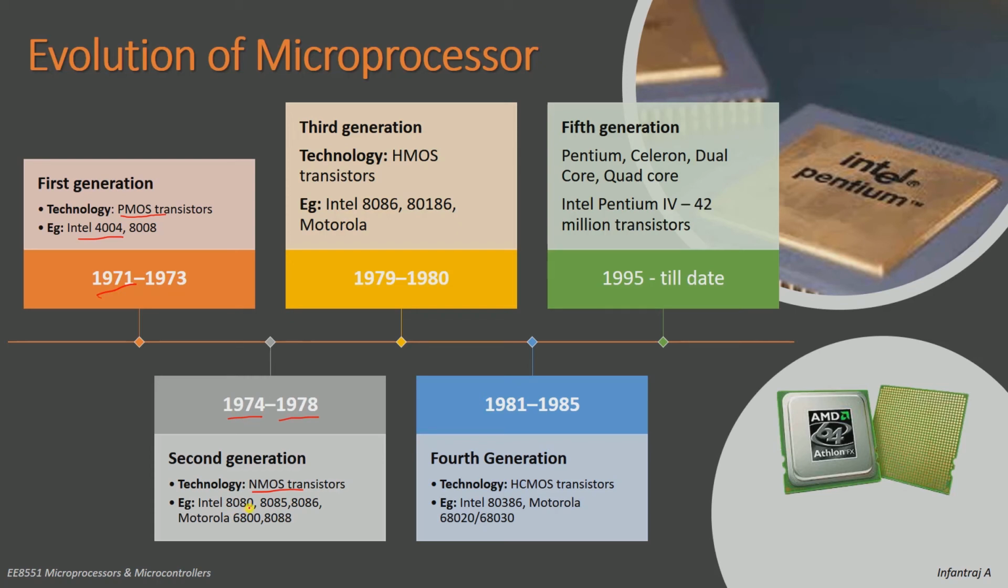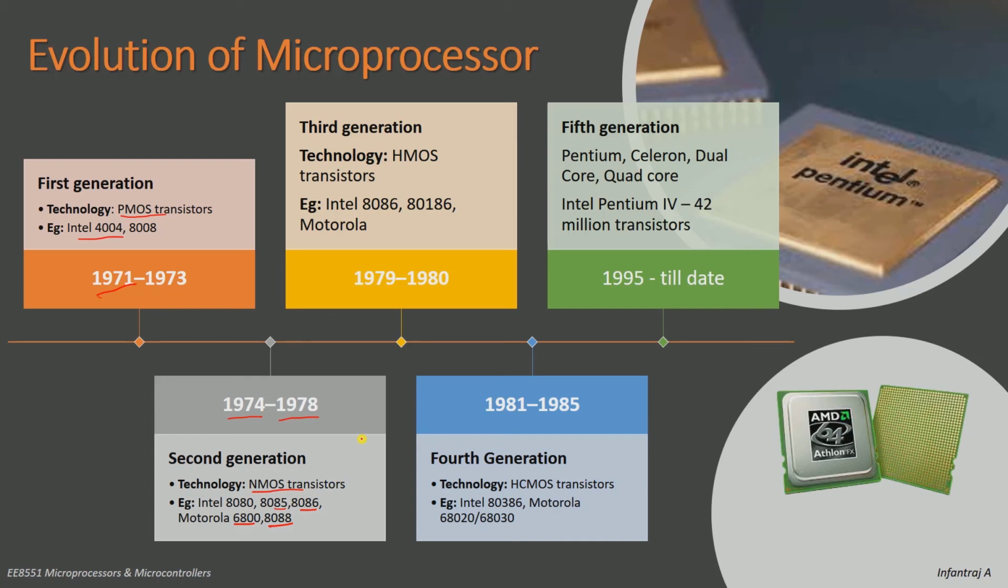The Intel 8080 series was first fabricated using NMOS transistors. Then the 8085 version, the 8086 version, and if you take the Motorola ICs, the 6800 version and the 8088 versions were fabricated using the NMOS technology.